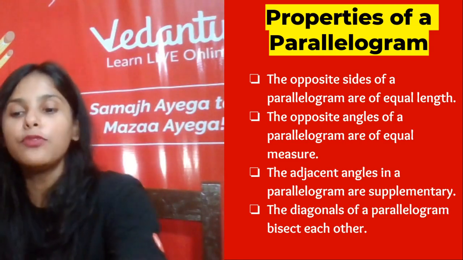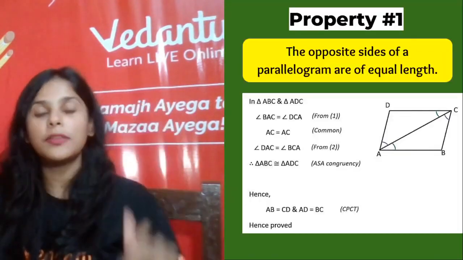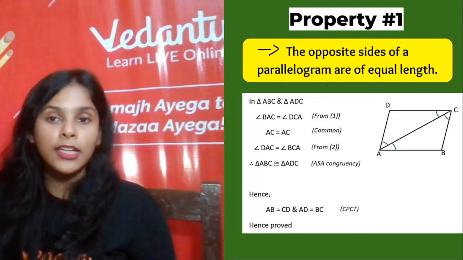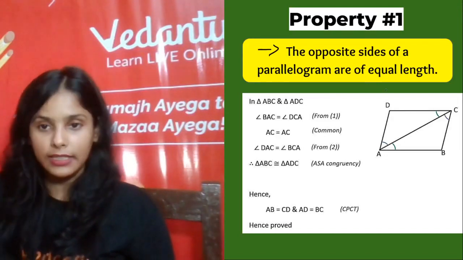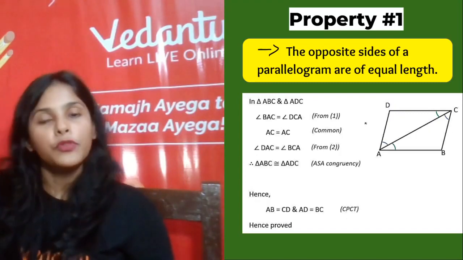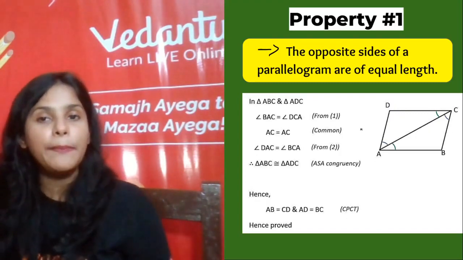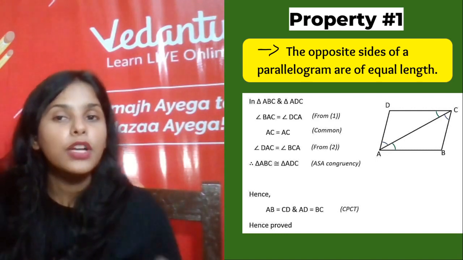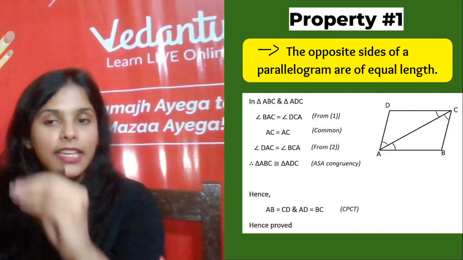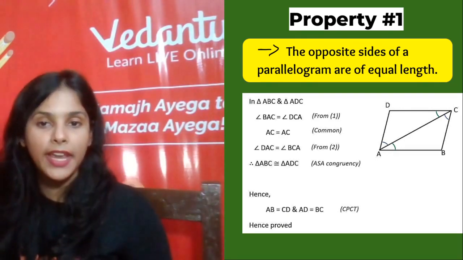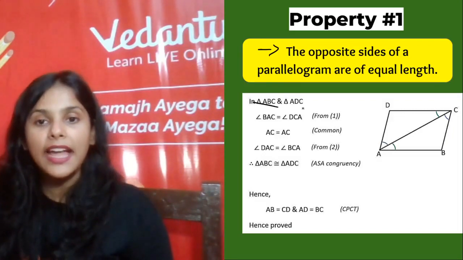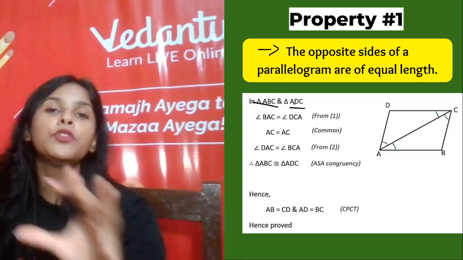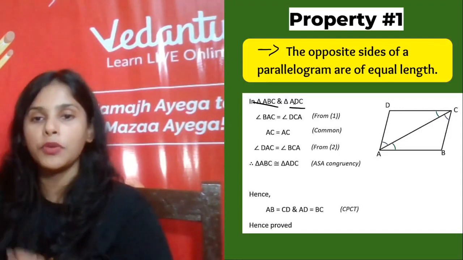Okay, let's quickly study the first property well. The opposite sides of a parallelogram are of equal length. Okay, to prove this we are going to make a parallelogram ABCD and join AC. When you join the first diagonal AC, we are forming two triangles, that is ABC and ADC. Two triangles are formed. We are simply going to prove that they are congruent to each other.